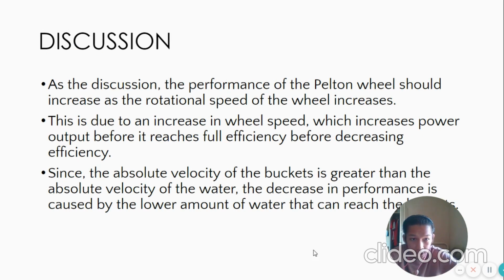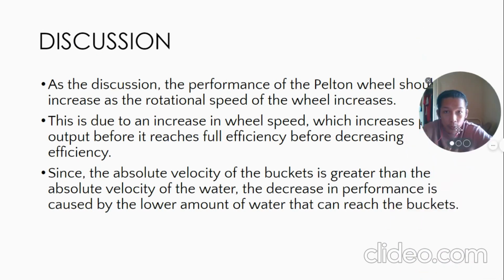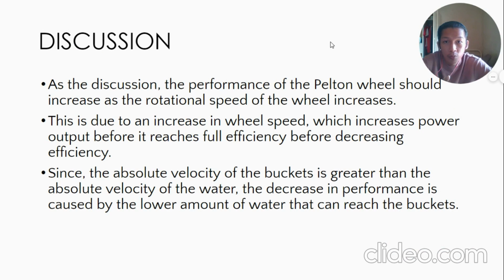For the discussion, the performance of the Pelton wheel should increase as the rotational speed of the wheel increases. This is because an increase in speed will increase power output before it reaches full efficiency before decreasing efficiency. Since the absolute velocity of the bucket is greater than the absolute velocity of the water, the decrease in performance is caused by the lower amount of water that can reach the buckets.